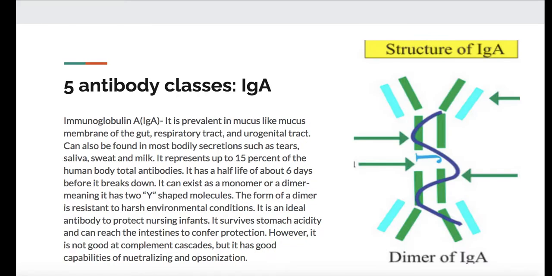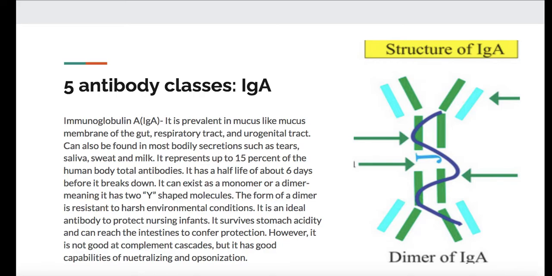The second one is immunoglobulin A. It is prevalent in mucous membranes of the gut, respiratory tract, and urogenital tract. It can also be found in most bodily secretions such as tears, saliva, sweat, and milk. It represents up to 15% of the human body's total antibodies. It has a half-life of about 6 days before it breaks down.